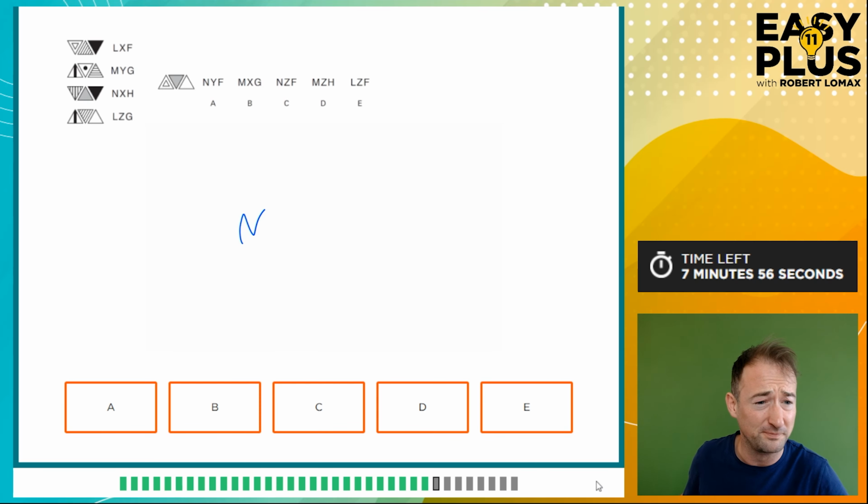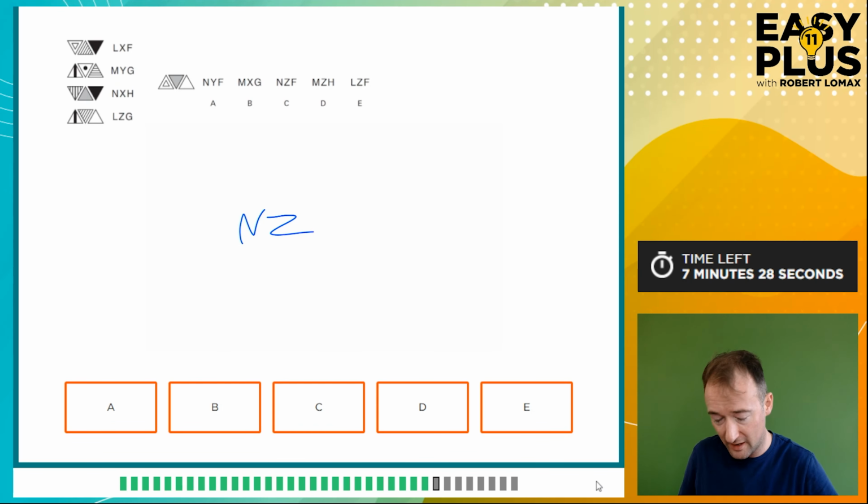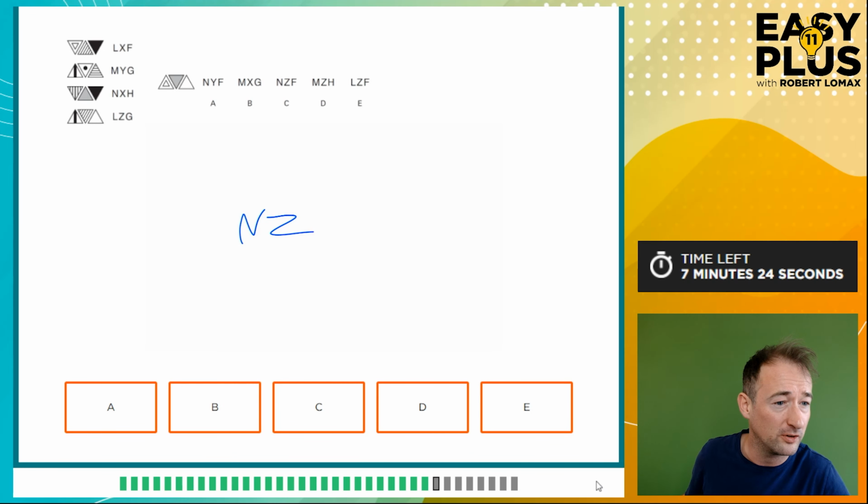Hope that makes sense. Right, next column, X, Y, X, Z. So what do the first and third have in common? They have that the last shape is filled in black. So the second letter tells us about the last shape. Second letter, last shape. So in our question shape, the last shape is white. So that's going to match the last one here, which makes it Z. NZ. Oh, I hate this so much. NZ is an option. It's option C.